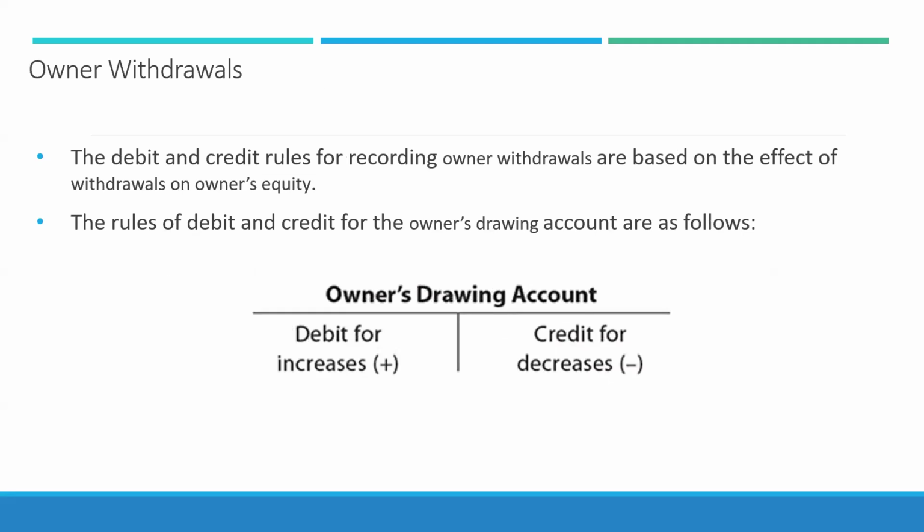And then the owner's drawing account: debit for increases, and that also includes dividends or withdrawals or drawings, whatever you're going to call it, and then credit for decreases.